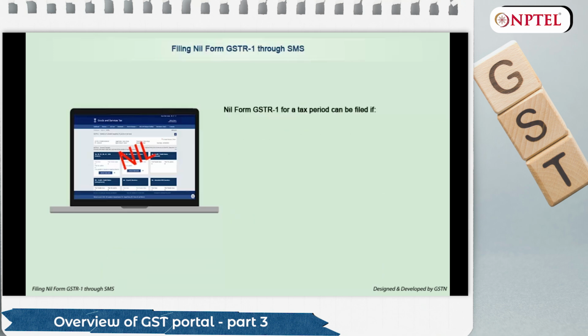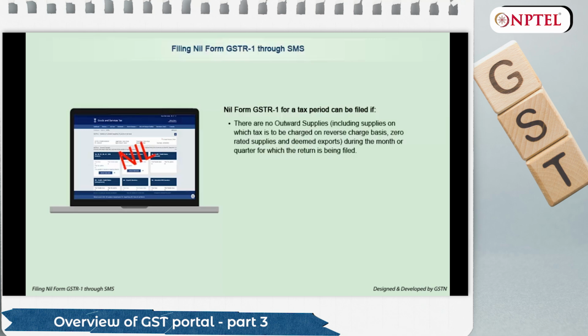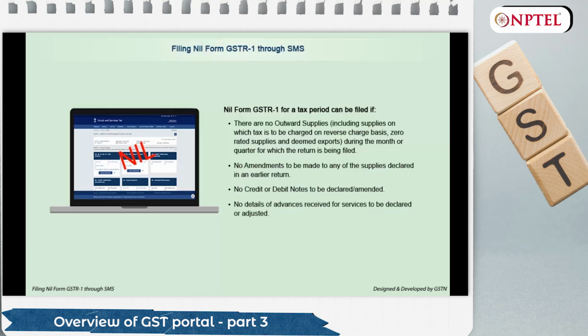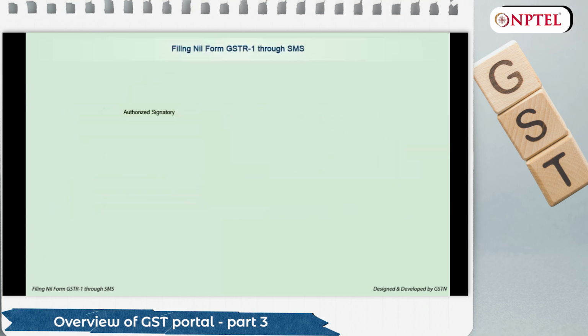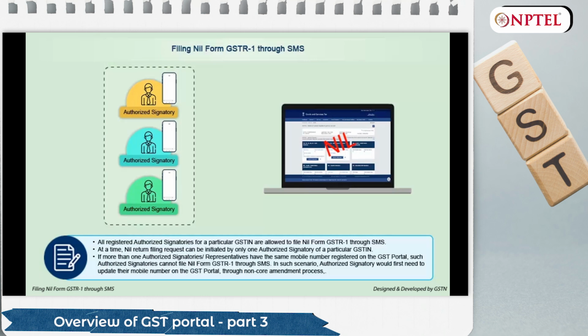Nil Form GSTR-1 for a tax period can be filed if there are no outward supplies during the month or quarter. No amendments are to be made to any supplies declared earlier, no credit or debit notes to be declared or amended, or no details of advances received to be declared or adjusted. Any authorized signatory can file Nil Form GSTR-1 through SMS on behalf of the taxpayer.